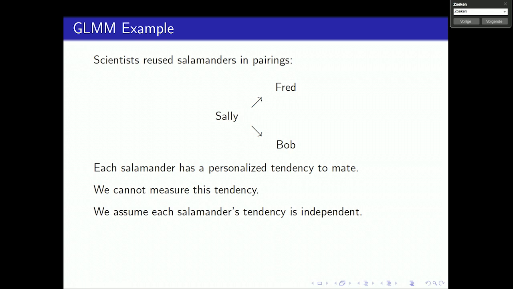Okay, so we can imagine that maybe some salamanders are really grumpy, uninterested in mating, while other salamanders might be more interested in mating. So each salamander has their own individualized tendency to mate. And so we want to take that into account with our model. But we can't measure each salamander's tendency because that's just something that's unobservable. We can get an idea by gathering data on Sally, but we can't actually measure that. And one more quick thing about these tendencies, we're going to assume that they're independent of each other. So in other words, Sally's tendency to mate does not depend on anyone else's tendency to mate.